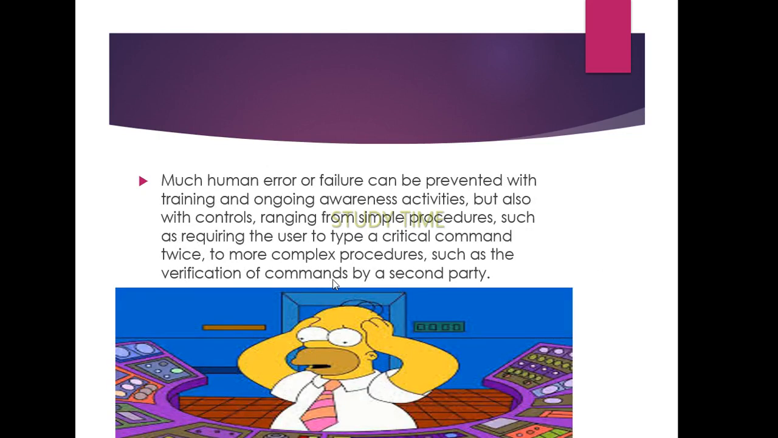Much human error or failure can be prevented with training and ongoing awareness activities, but also with controls, ranging from simple procedures, such as requiring the user to type a critical command twice, to more complex procedures, such as the verification of commands by a second party.